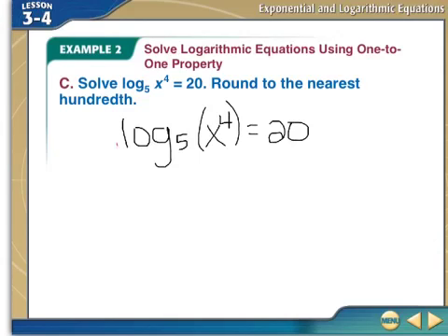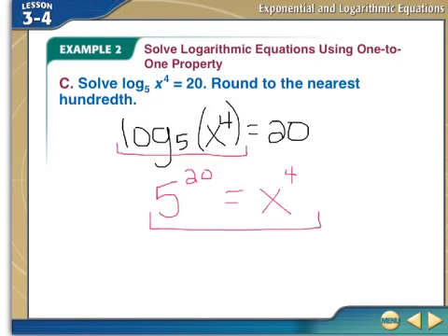Well, in this problem, we already have the logarithm by itself. The log is by itself on one side of the equation. So my next step would be to rewrite this problem in exponential form. In this case, I have 5 to the 20th power is equal to x to the 4th. This equation right here is the exponential form of this logarithmic equation.